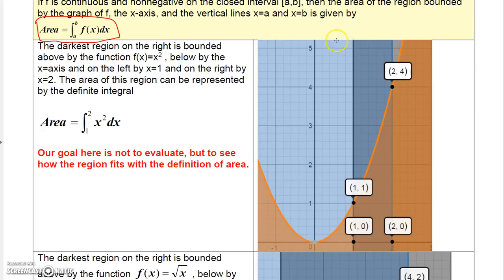basically this function here is a parabola. This is a parabola. Let's see if I can show you. So this is y equals x squared, or f of x equals x squared. Okay, now let's say that I want the area defined between x equals 1 and x equals 2.